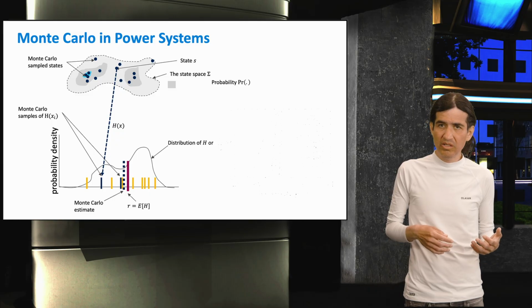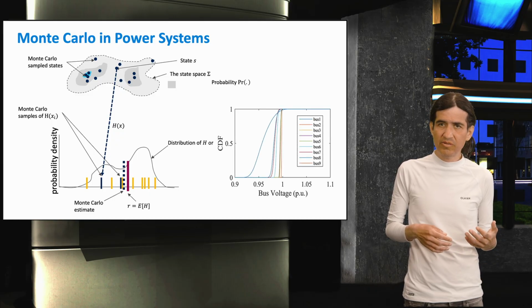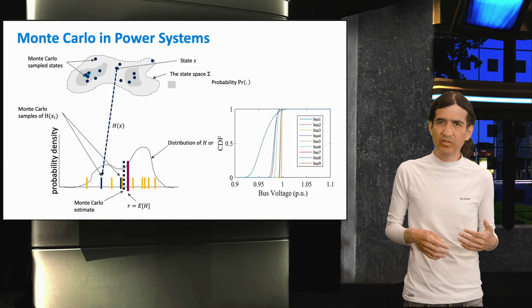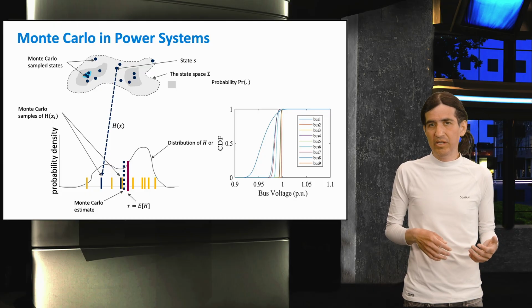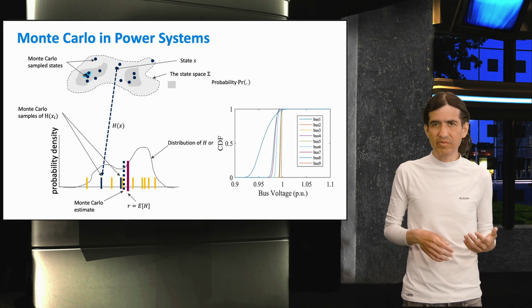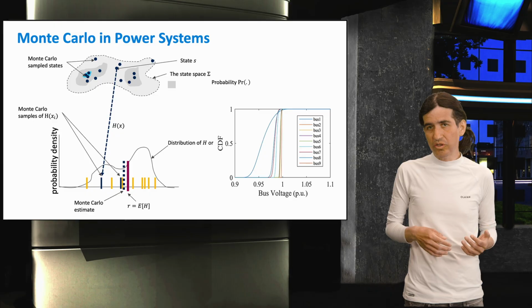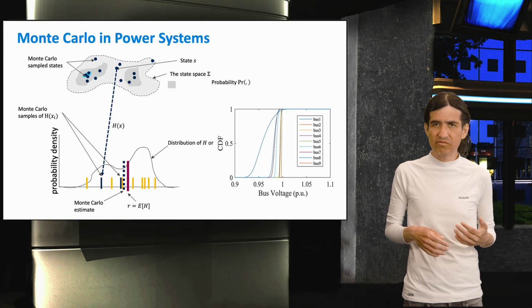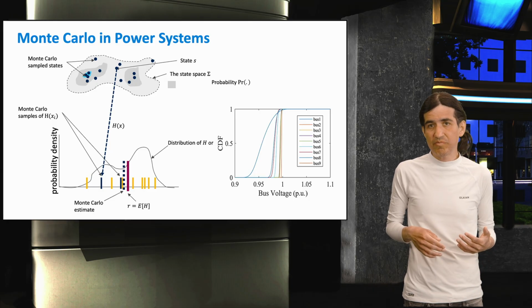For example, the risk of undervoltage at a bus can be estimated using the cumulative distribution function of its voltage magnitude, by evaluating the probability that the voltage falls below a specific limit. In short, non-sequential Monte Carlo maps uncertain inputs into system responses and uses repeated samples to transform variability into quantifiable risk and probability measures.